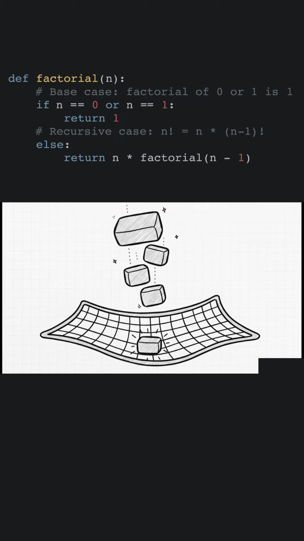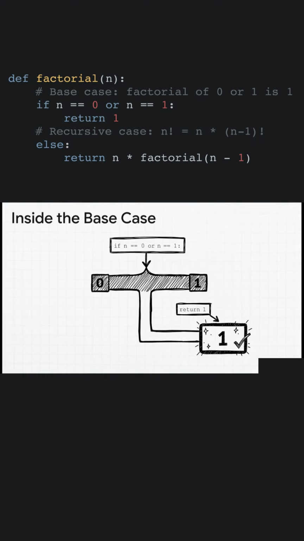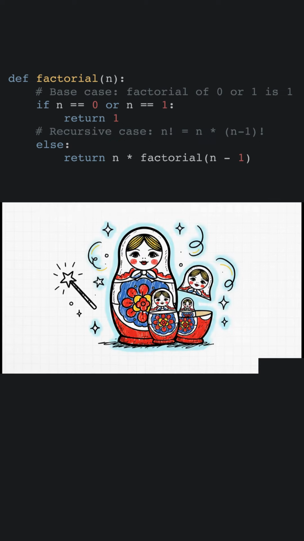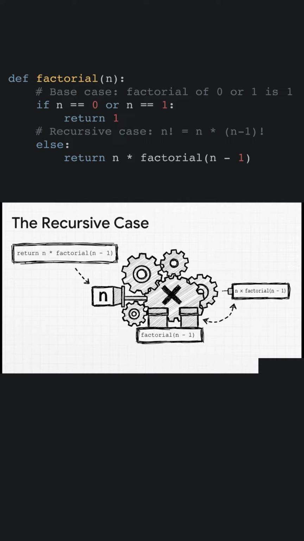This is our function's crucial stopping point. It just says, hey, if the number's 0 or 1, the answer is 1. Simple as that. And now for part 2, the recursive case. Okay, this is really where the magic happens. Here, it tells the function to multiply the number by the factorial of the next number down.